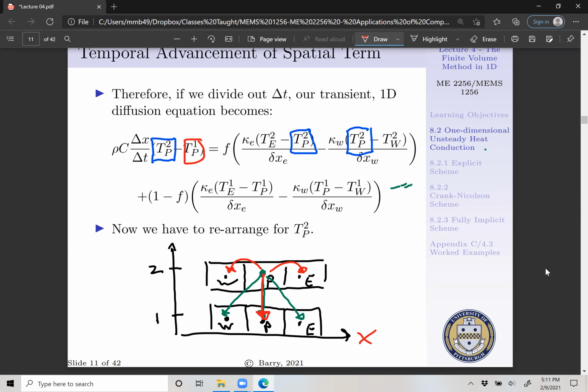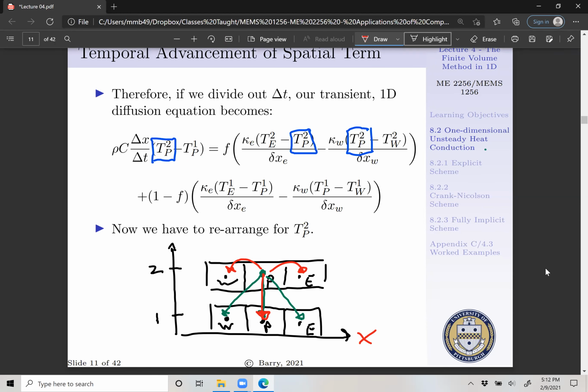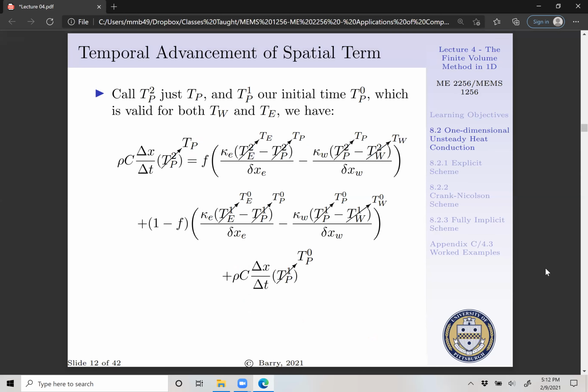And it's really powerful right now. So let us do a little algebraic manipulation so we can get TP at our second time step. Now, what we're going to do is call TP at our second time step just TP. And TP at our initial time, we're going to call it TP naught. So this is just to make life slightly easier.